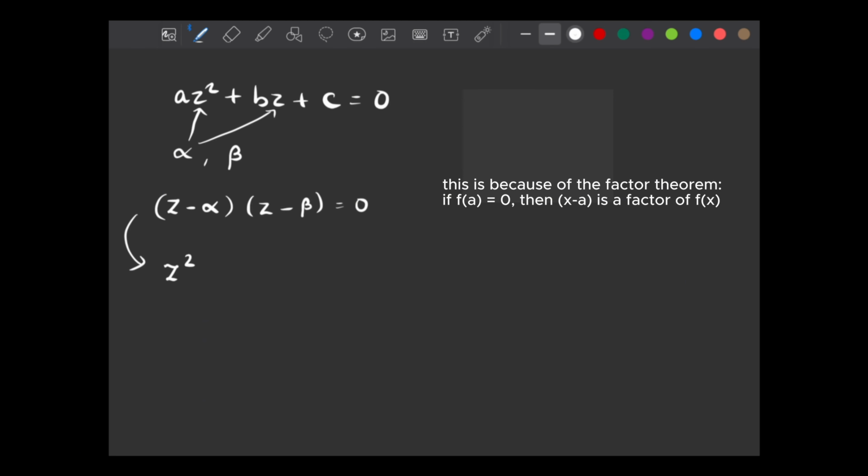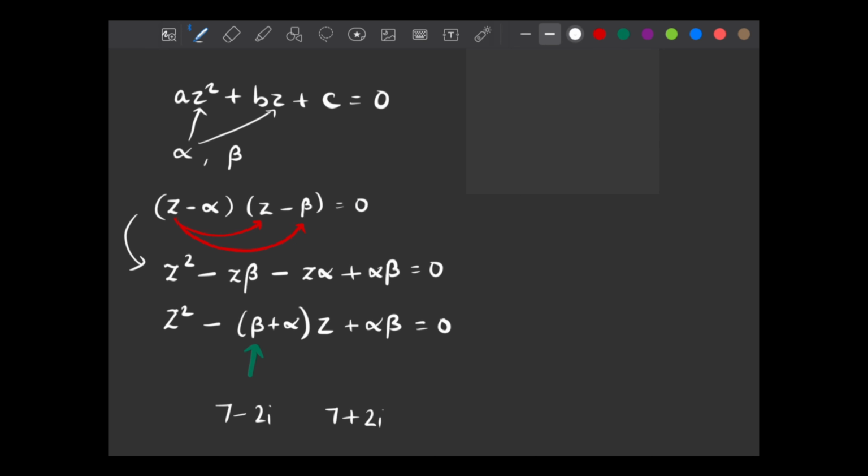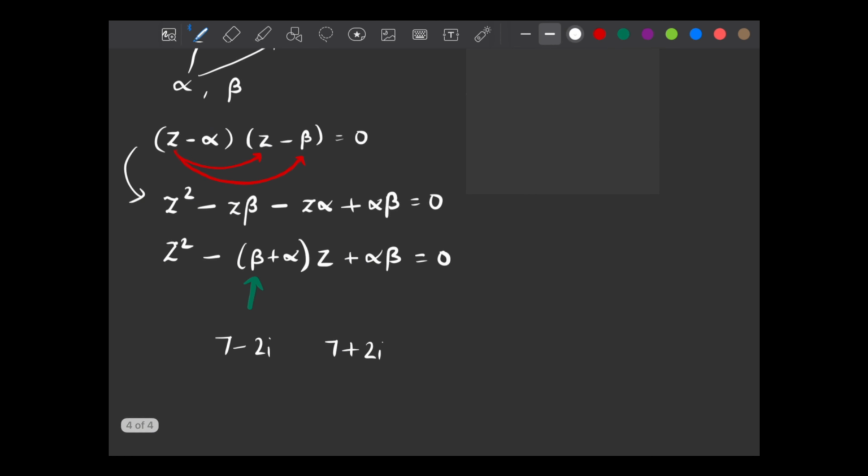So if I multiply these two brackets out, I get z squared minus, so I've multiplied z by z, so minus z times beta minus z times alpha plus alpha times beta. So I get z squared minus alpha plus beta times z plus alpha beta equals 0. And so we can see that even if we get given one of these roots, beta, say you get told that beta equals 7 minus 2i, then you automatically know alpha. Alpha must be the complex conjugate. And then you can write down this equation.